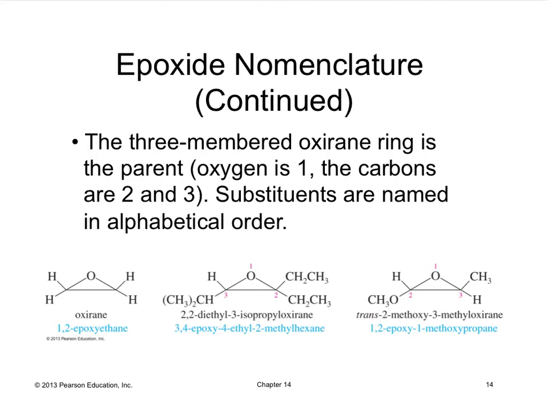If we were to do this in terms of the other nomenclature, it would be 1, 2, 3, so it would be a propane. At the 1, 2 position where you have your epoxy, also at the 1 position it would be methoxy, so it would be 1,2-epoxy-1-methoxypropane.